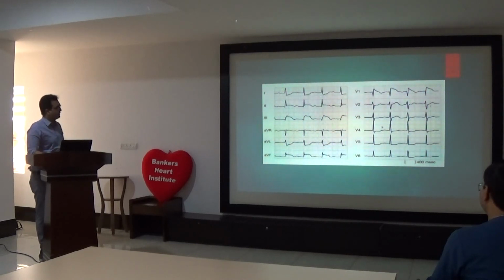Yeah, in this case, again, there is significant ST elevation in lead 3, more than that in lead 2, along with ST depression in leads V2, V3 and V1, V2 discordance, which suggests proximal RCA occlusion leading to inferior wall MI, RVMI, and may or may not be posterior wall.